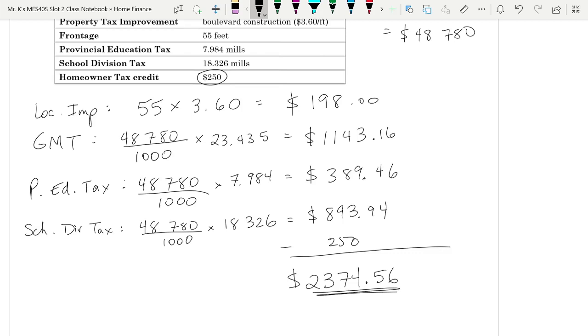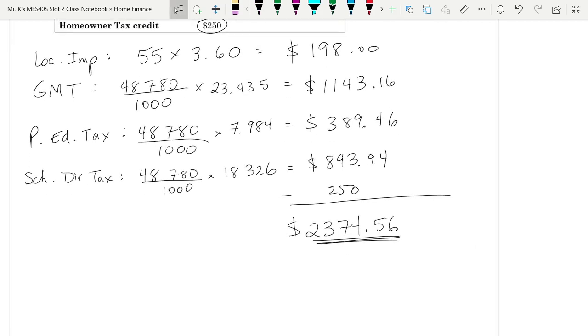I don't think there's very many people who own a house in certainly the Winnipeg area who pay less than between $1,500 and $2,500 for their property taxes. $2,000 is pretty average, I think.